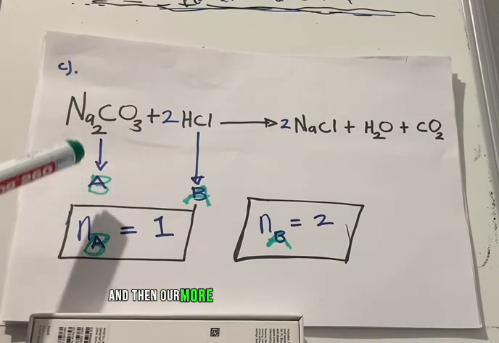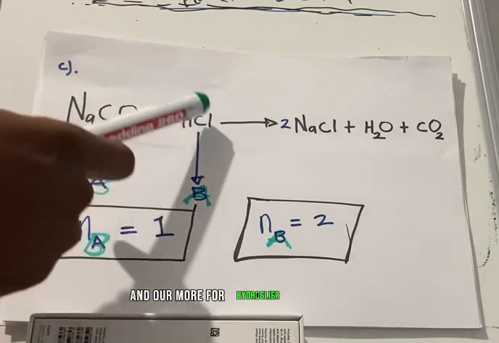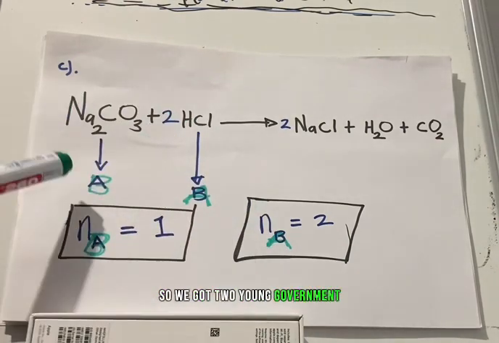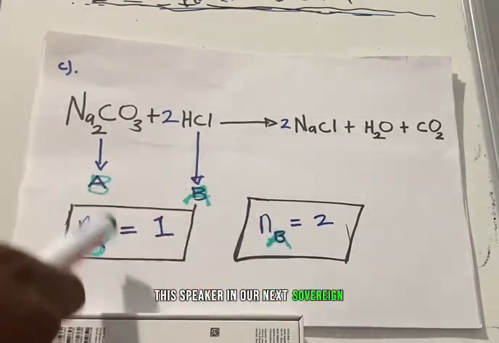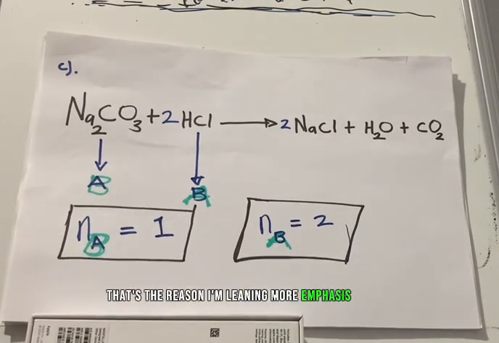If you see, it means that sodium carbonate here becomes our base and hydrochloric acid becomes our acid, and then our mole of sodium carbonate here is 1, and our mole of hydrochloric acid here is 2. So we got 2 here and we got 1. In our next solving, we're going to use this value. That's the reason I'm laying more emphasis on this value.